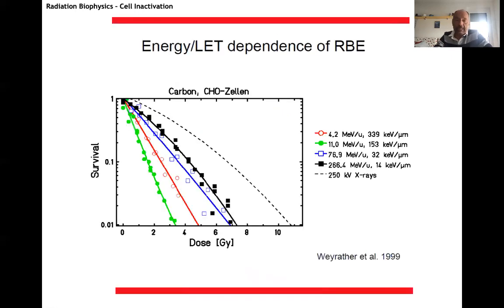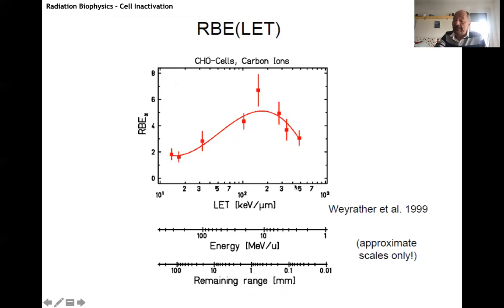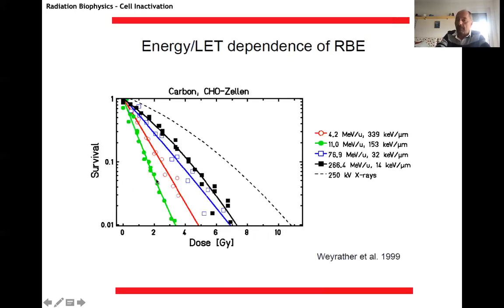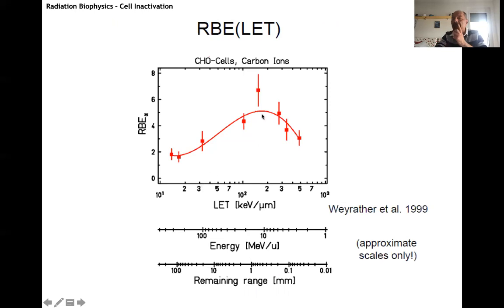So if we now take these curves and plot the RB, measuring the RB at 10% as a function of the LET, you get something like that. And we have seen this already. Initially the RB goes up because the survival curves move to the left. The D0 moves to smaller and smaller values, but then suddenly comes back, and then the RB goes down. This bell shape is always characteristic.